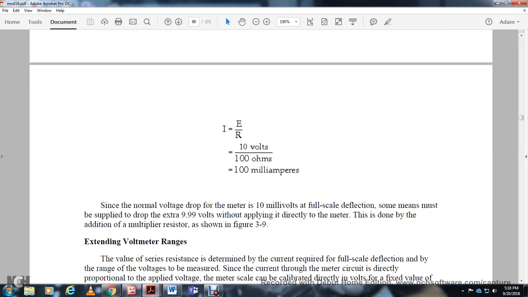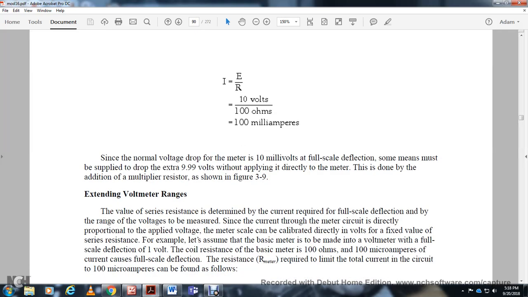Amps equal the voltage over the ohms, and 100 milliamperes. If the voltage drop is 10 millivolts for the full scale of the meter, that means the supply has to drop 9.99 volts for application directly to the meter. This is done with an additional multiplier resistor, as in the figure.